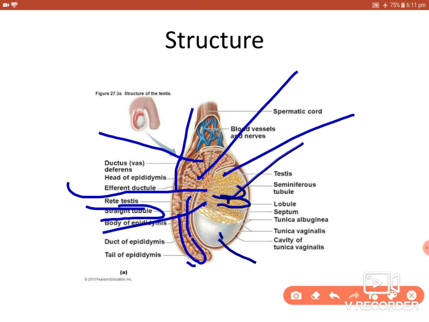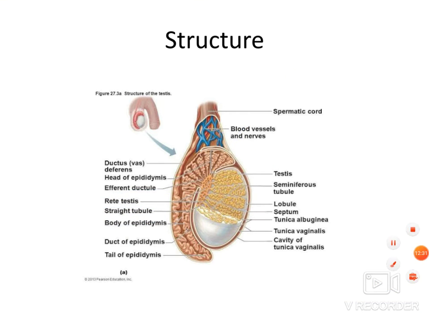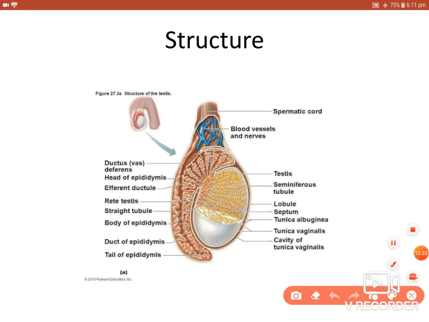Additional to that, you can see here this is the tunica vaginalis. This is the parietal layer, and this is the visceral layer of the tunica vaginalis, with this cavity, the cavity of the tunica vaginalis. This is the tunica albuginea.